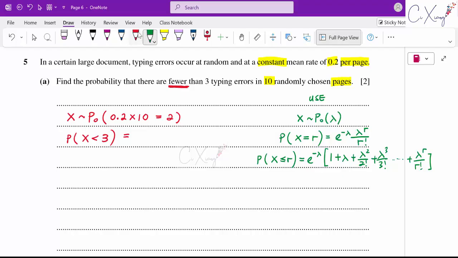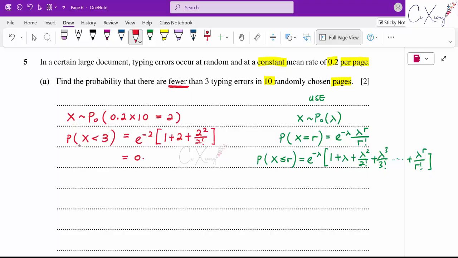Now let's come back to our question. We are having X smaller than 3. That means I want to include X equals 0, X equals 1, X equals 2, and not include the 3. To write out the formula, I have e negative lambda, and my lambda is 2. The first term, X equals 0, is always a 1. X equals 1 is always lambda. X equals 2 will be lambda square divided by 2 factorial. That's it: X equals 0, X equals 1, X equals 2. But I factorize out the e power negative 2. Press the calculator, that's it.